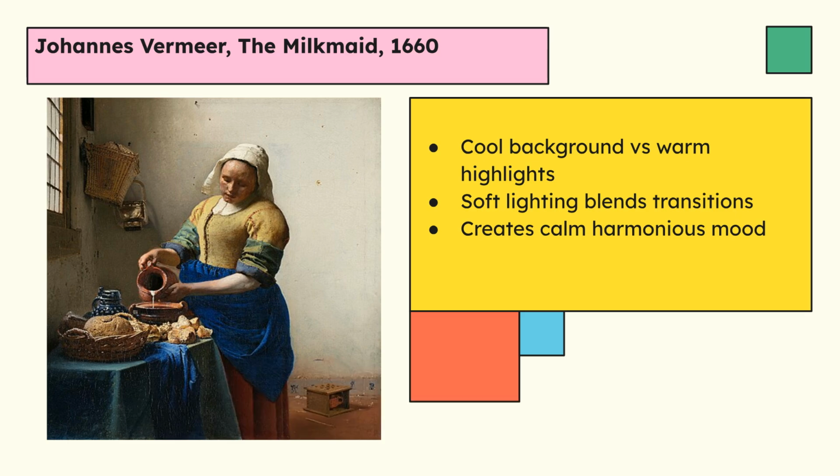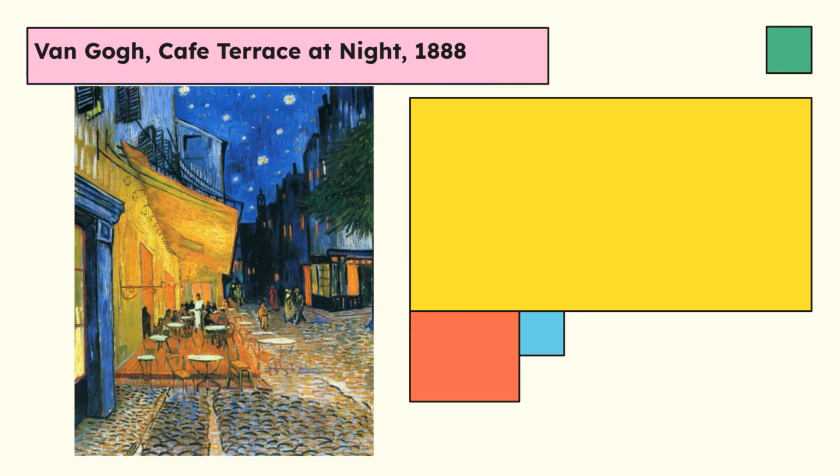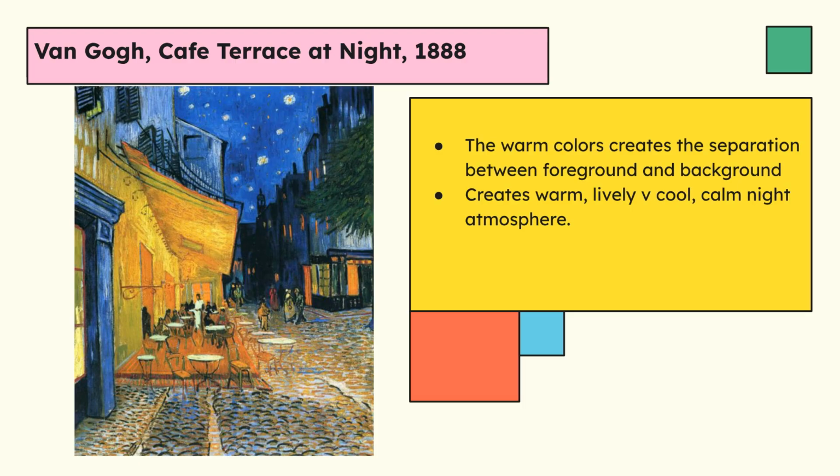In this Van Gogh painting, Cafe Terrace at Night, instead of using just one complement, Van Gogh uses both yellow and orange, which softens the contrast. It makes the colors feel more dynamic. The warm colors in the cafe create a sense of energy and liveliness, while the blue gives the painting a sense of depth as it recedes into the background.